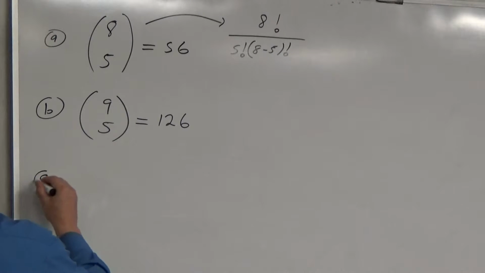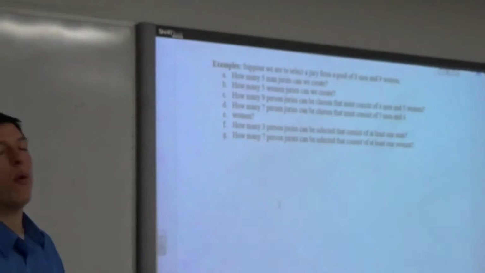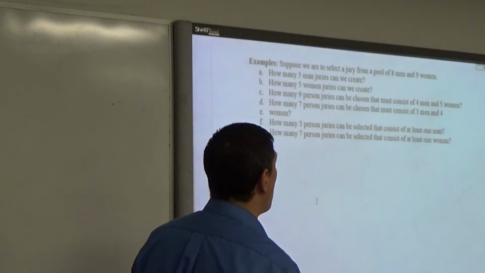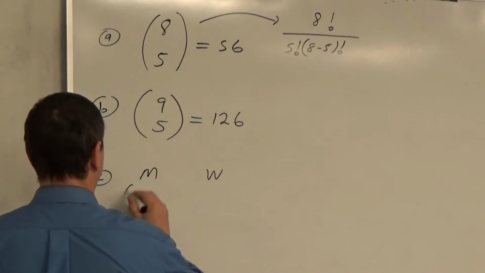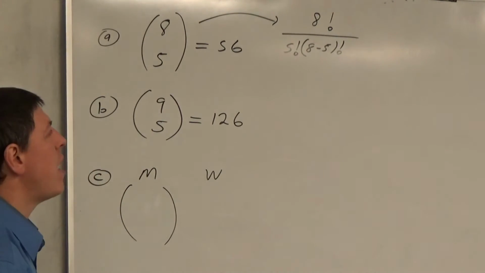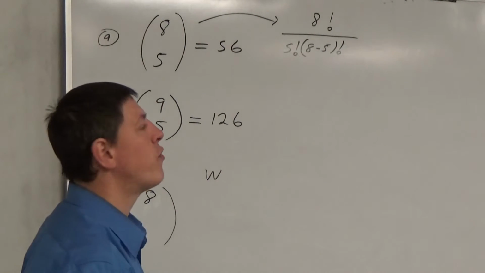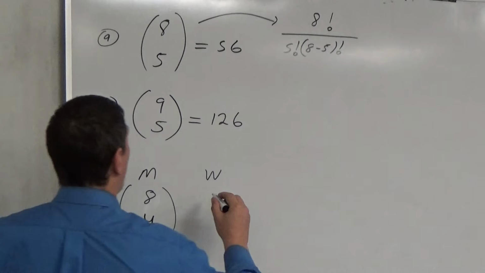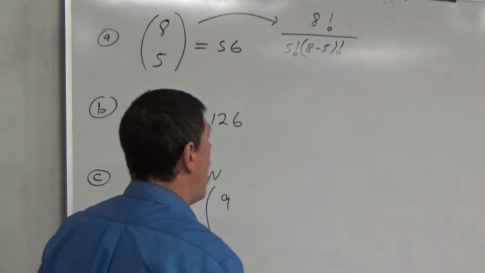Now for letter C, this was a little bit different because now it says how many 9-person juries can be chosen that must consist of 4 men and 5 women. So now we're not relegated to just men or women. Let's think of it as men and women. We already said that we have a total of 8 men, correct? How many of those 8 men do we want for this problem? 4. So 8 choose 4. The women, we already said that there are 9 women. In this problem, how many women do we want? 5.